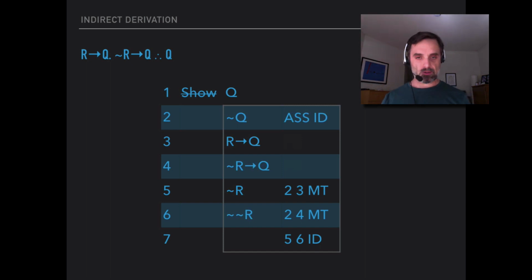So the 2 new pieces are lines 2 and line 7. Line 2, we say assume ID, and that lets us write down the negation of the conclusion. And then once we get the contradiction, with conditional derivation, we say here's the consequent. With direct derivation, we say here's the conclusion. With ID, we say here's the contradiction. Where's the contradiction? On lines 5 and 6, and so that's what we say. We say 5, 6, ID.